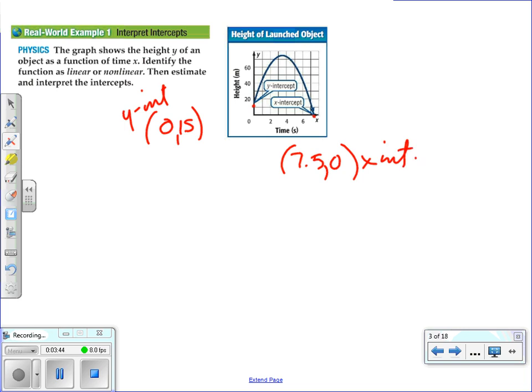And what does that tell you? What do you know by looking at those two intercepts? You can presume that something was launched at about 15 feet, shot up into the air, and fell to the ground. All right? You might have been on a cliff and shot a rocket up into the air and it fell down. You weren't on the ground, you were up 15 feet. Or you might have been on a rooftop.